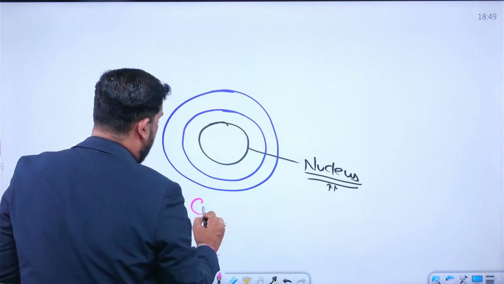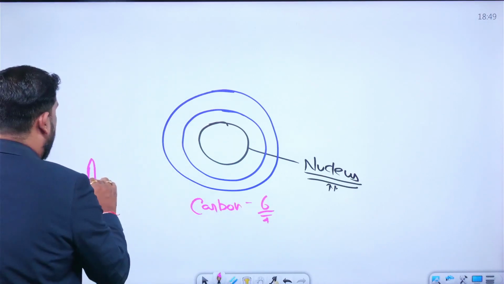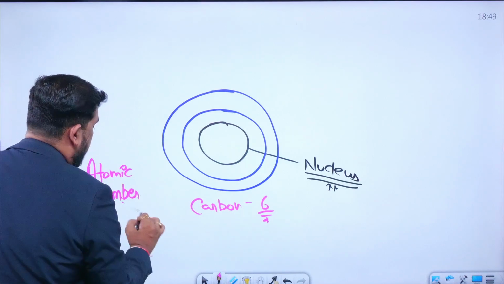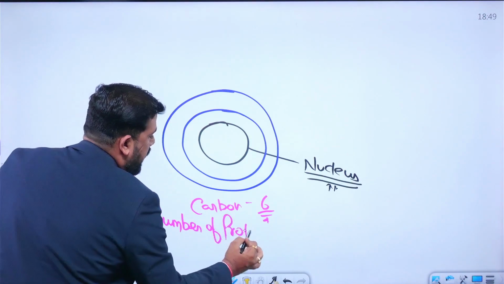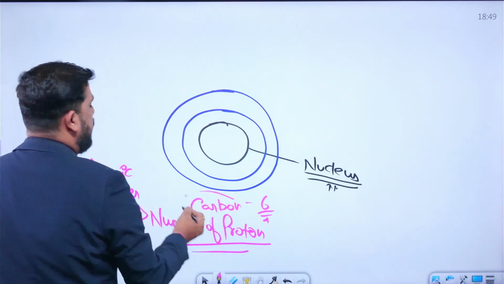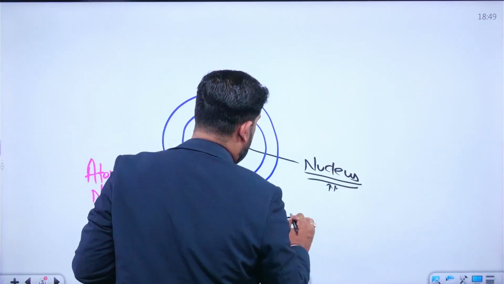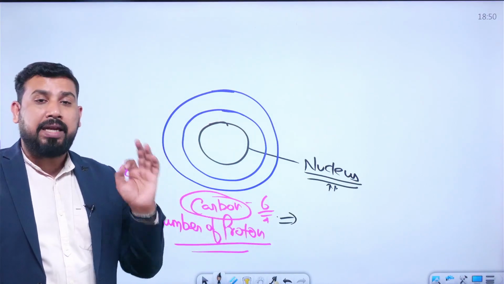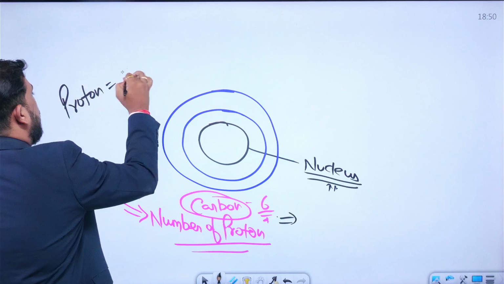Like we take the example of carbon. Carbon has atomic number 6. Atomic number always represents the number of protons, meaning 6 is the number of protons present in carbon. Whenever the number of protons is 6, exactly the same number of electrons is present, because the number of protons is always equal to the number of electrons.